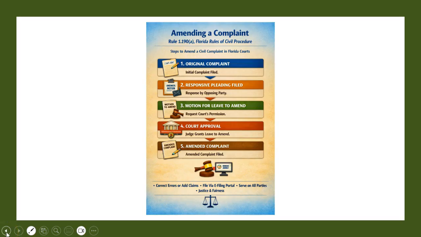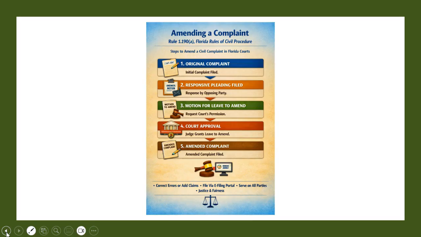Also, sometimes a complaint needs to be amended, and when that's the case, it's Rule 1.190(a) of the Florida Rules of Civil Procedure. So the steps to amend a civil complaint in Florida courts include: the initial complaint is filed, a responsive pleading is filed, like an answer, and then you might make a motion for leave to amend. And that means you get the court's permission. The judge grants leave to amend, and the amended complaint is filed.